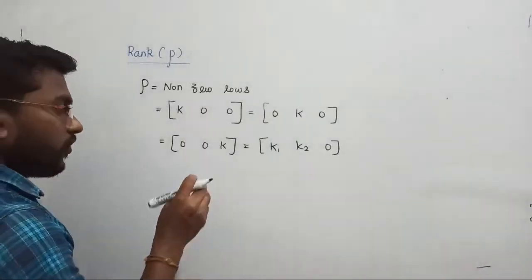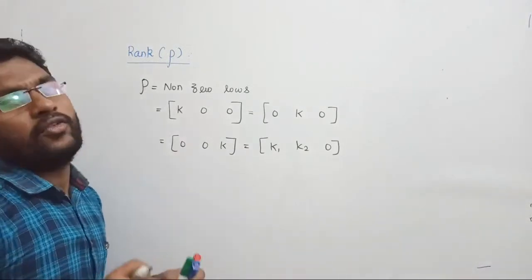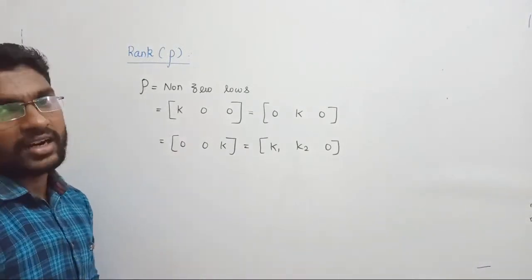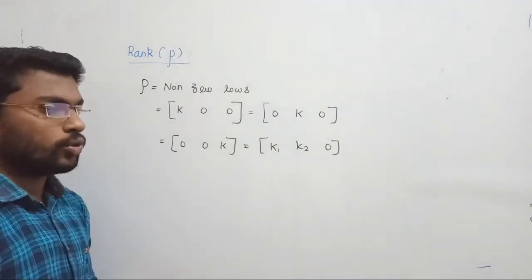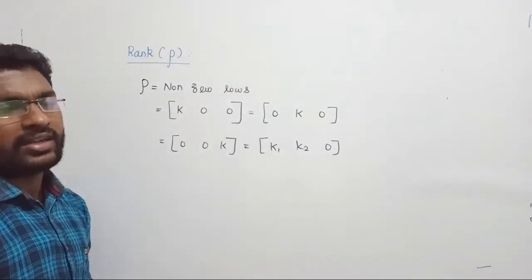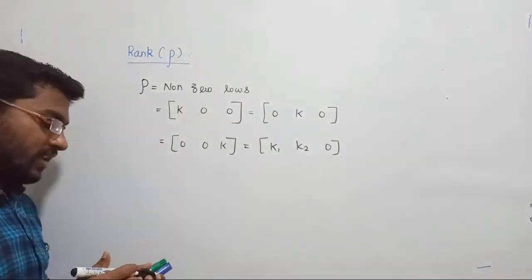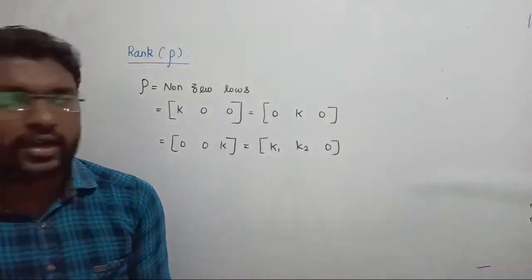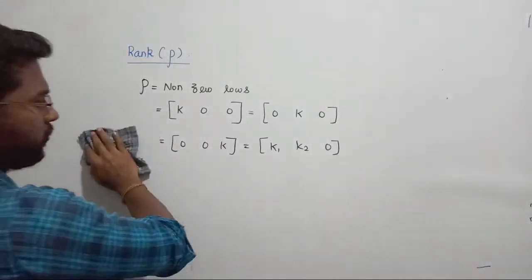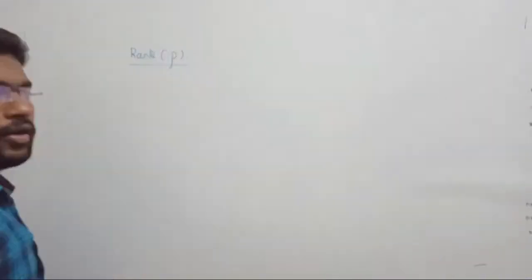Now let us find out the rank of the matrix. In order to find the rank of any given matrix, there are 2 standard procedures. Either you can go with procedure number 1 or procedure number 2. It depends only on your convenience. Let us see both of these procedures one by one. Let's start.